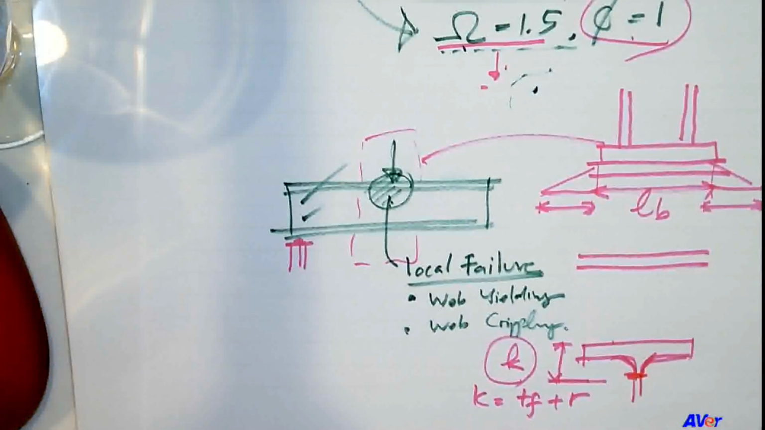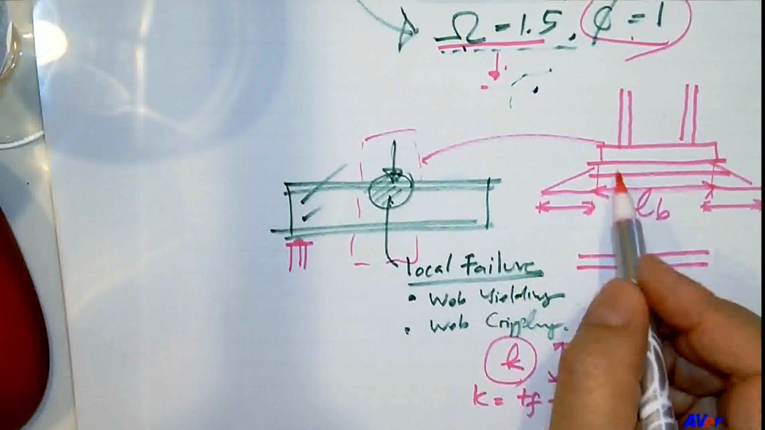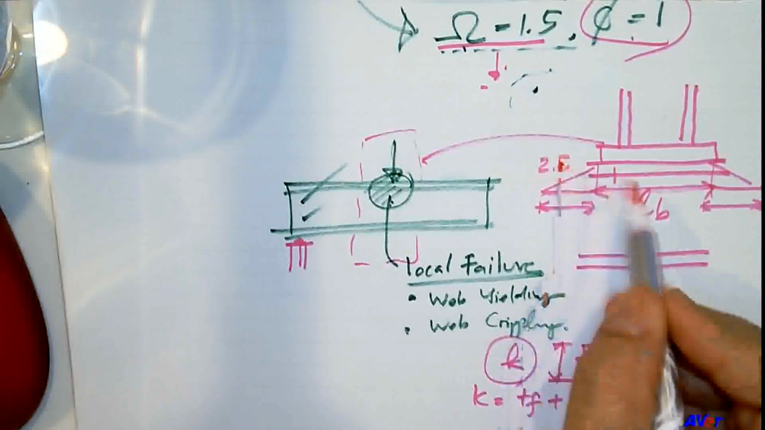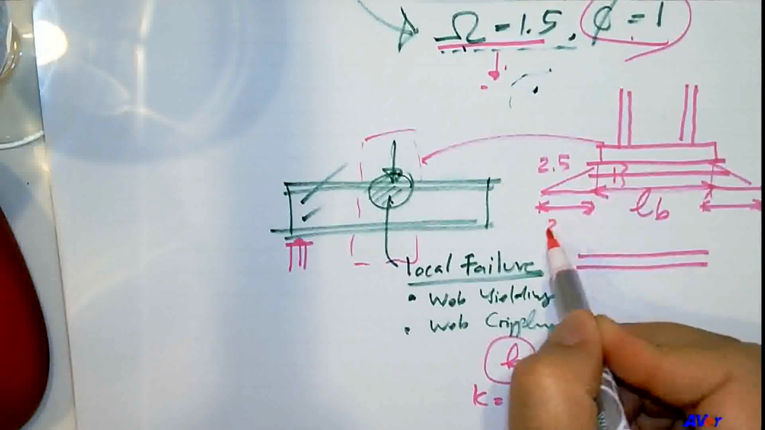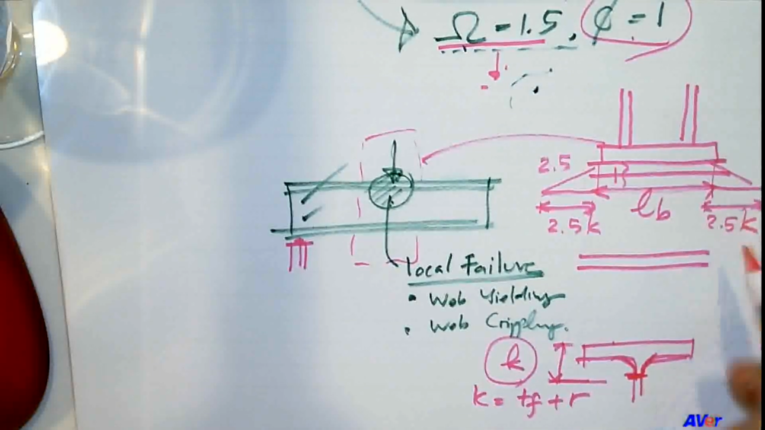So, for example, if it's a web yielding, if they use the slope 1 to 2.5, so if that is equal to K, this becomes 2.5 K. And that's another 2.5 K. That's why when you look at the formula, you will see LB plus 5 K.